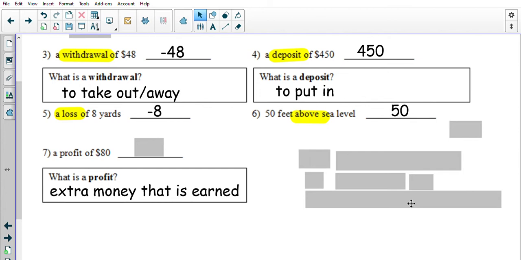Businesses have to do this so that they can earn money, so that they don't lose money throughout their business. So a profit of $80 is definitely going to represent a positive value in this case. It's money that a company wants to earn so they don't go bankrupt.